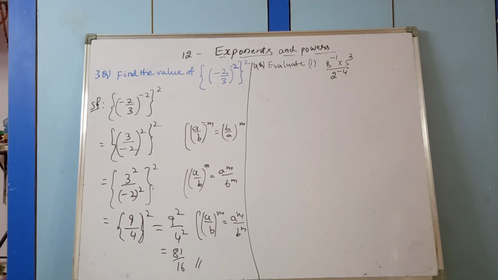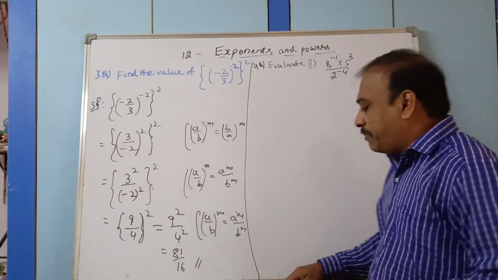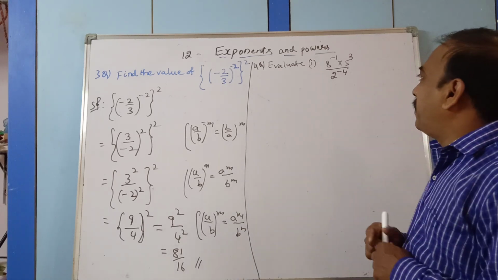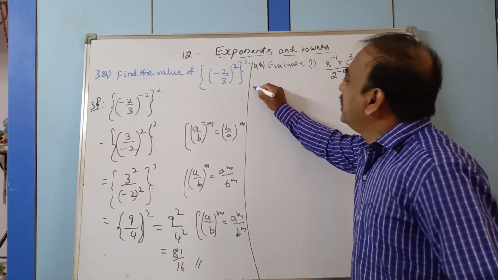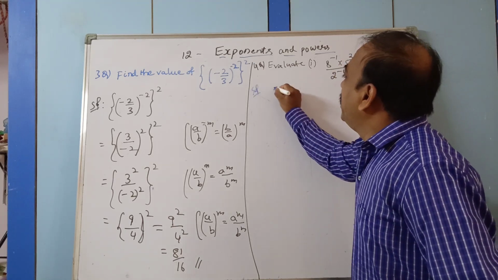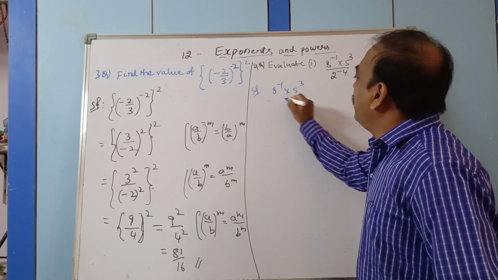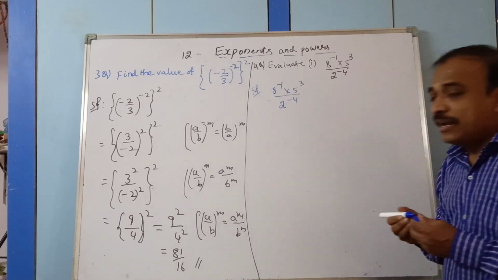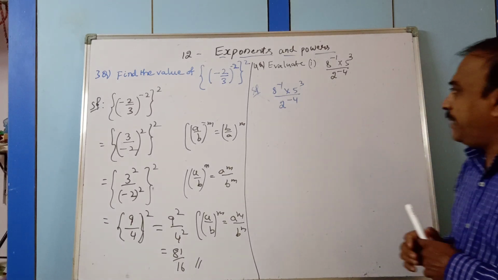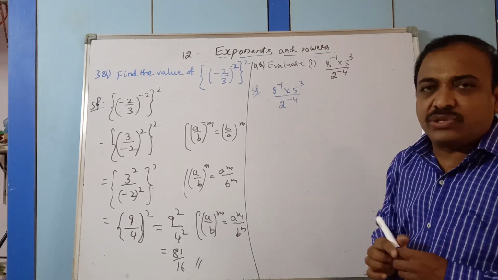Now we see the next question, that is the fourth one. Evaluate 8 to the power minus 1 into 5 power 3 by 2 to the power minus 4. Here it is given 8 power minus 1 into 5 to the power 3 by 2 to the power minus 4. Now you see, I will first deal with the negative powers. There are so many ways to do it.